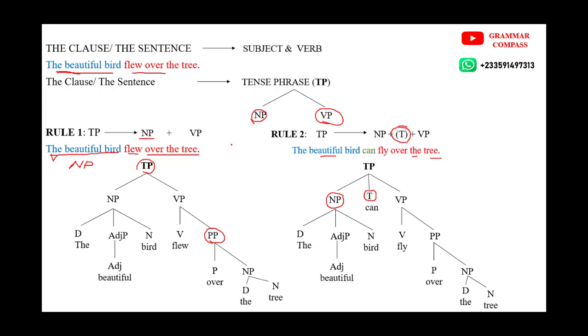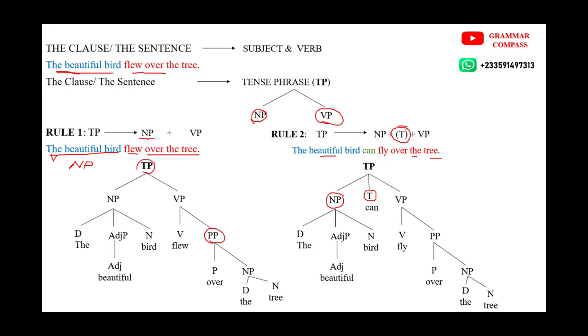These are the two rules of the tense phrase. A tense phrase that consists of only a noun phrase and a verb phrase, or a tense phrase that consists of a noun phrase, a verb phrase, and a T category. That is the category that modals and auxiliaries fall under. And this is a sample tree that can be drawn from a sentence that contains a modal or an auxiliary.